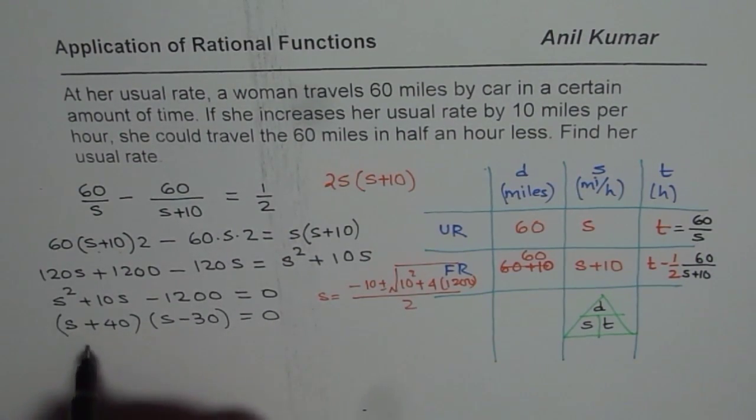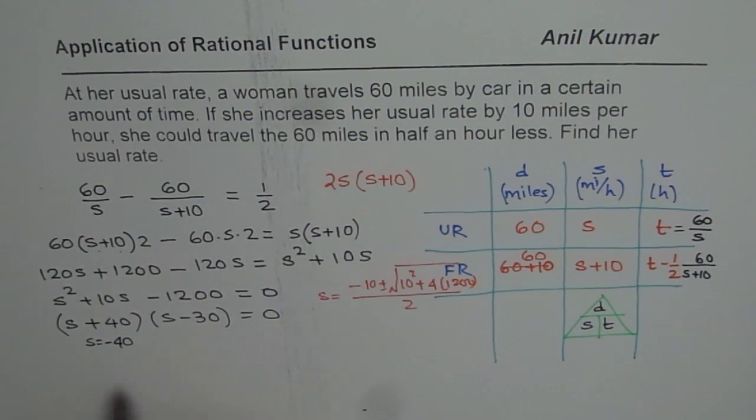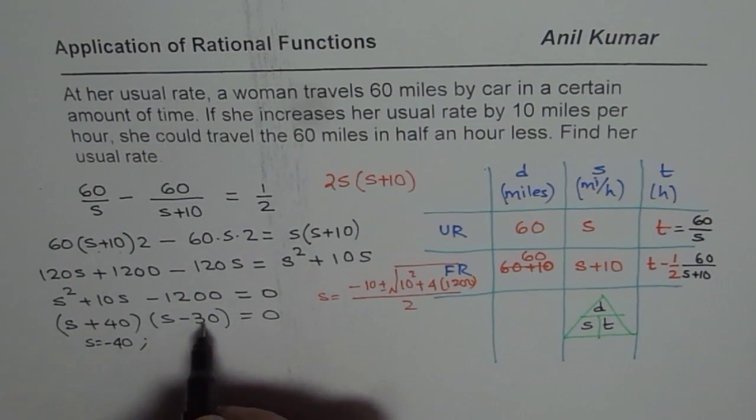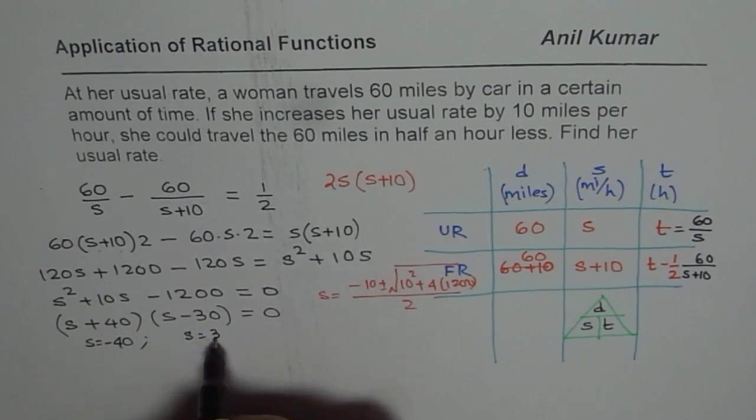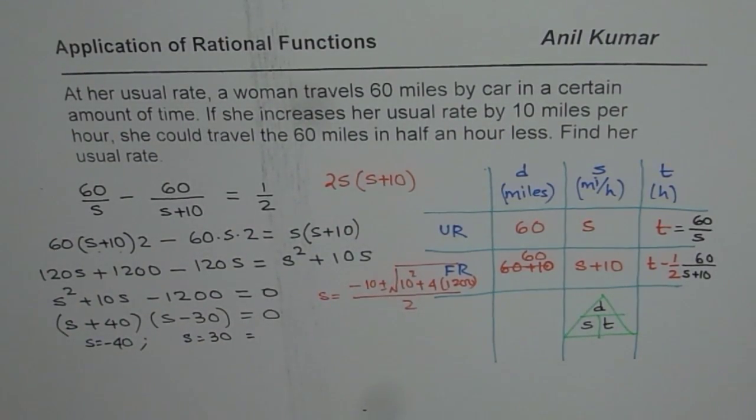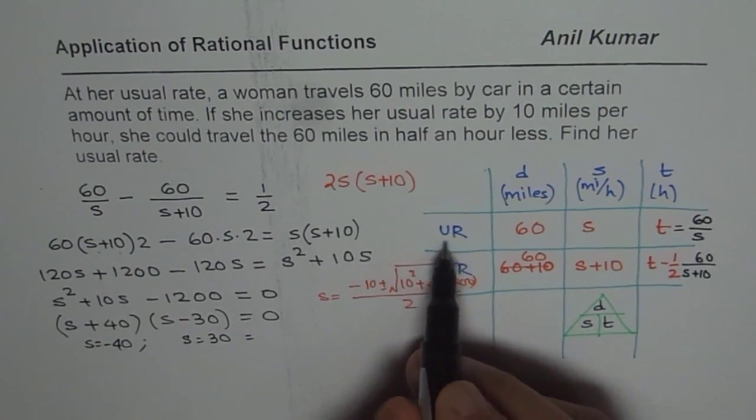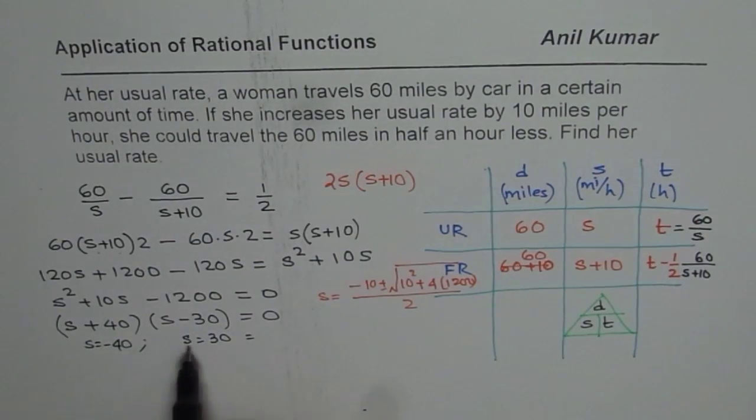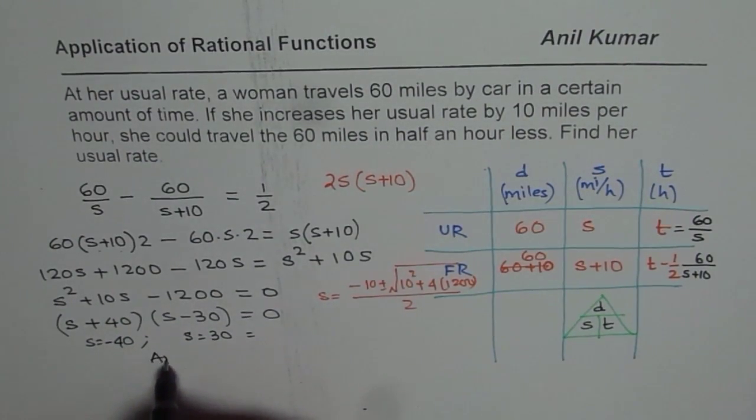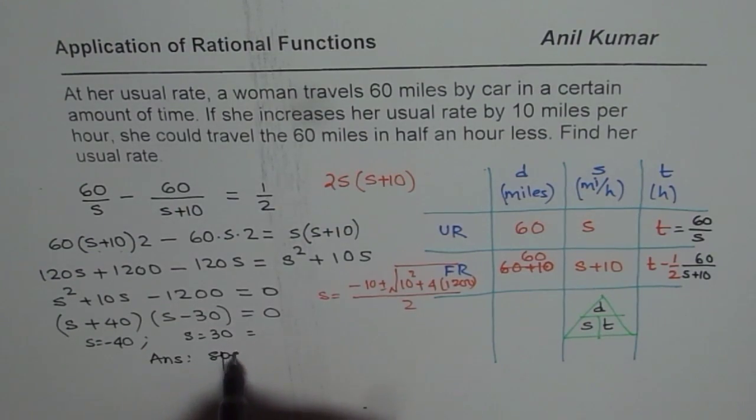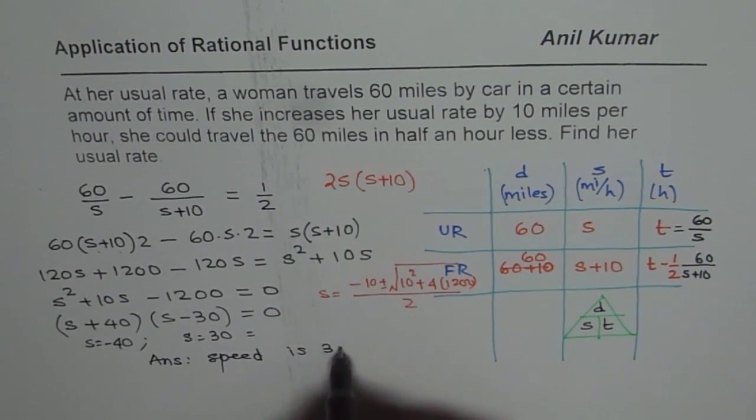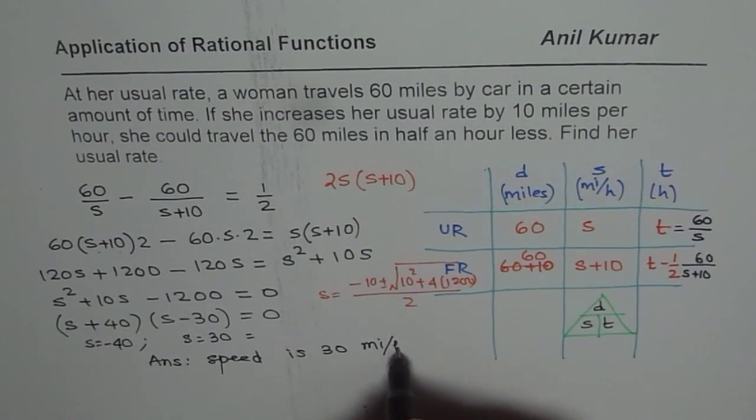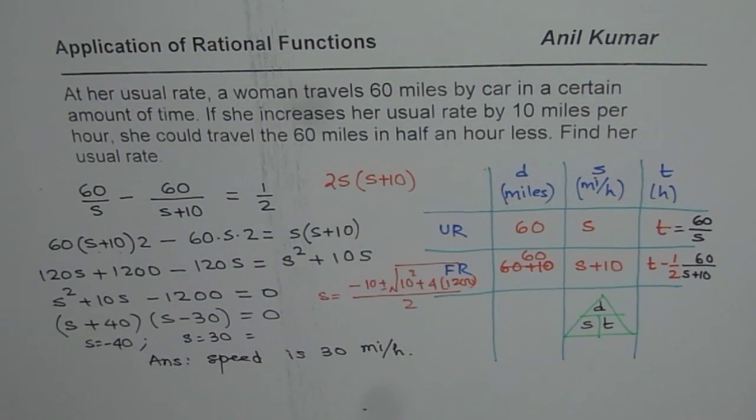s plus 40 is 0 gives s equals minus 40, and that is not valid. And here the speed s is equal to 30. So 30 is our positive speed. Speed we are taking as a scalar quantity, so therefore we'll go with the positive number, correct? So the answer is that her usual speed, which is s defined for us, is 30 miles per hour. So that is how you can answer this question. I hope that helps. Thank you and all the best.